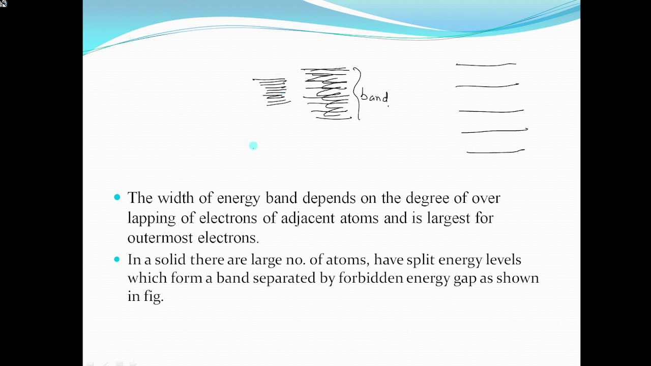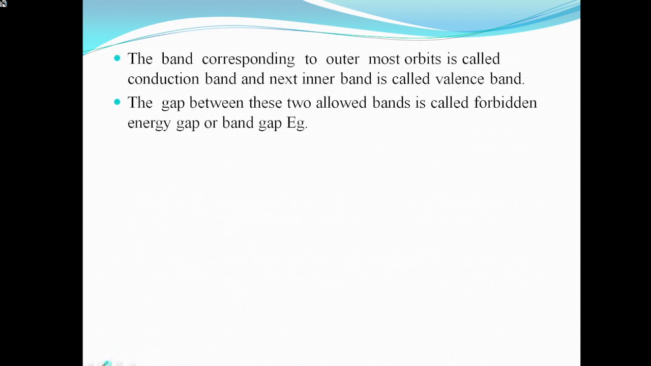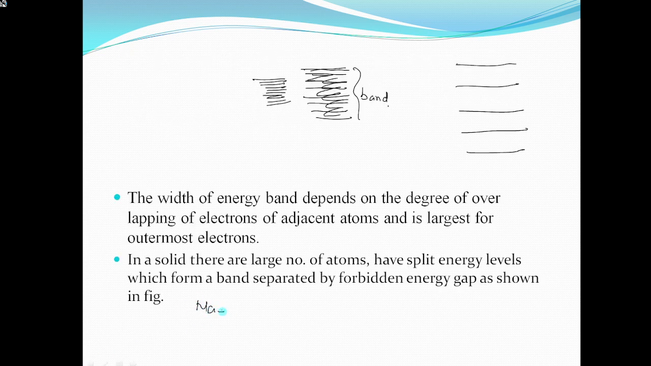Now if I go for a solid, the solid consists of many atoms. If I consider a sodium atom, what is the electronic configuration of sodium? Its atomic number is 11. Its electronic configuration is 1s2, 2s2, 2p6, 3s1.